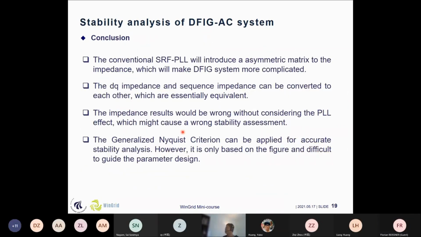For this part, I want to make a short conclusion. When we consider the conventional SRF-PLL, it will indeed introduce an asymmetric matrix to the impedance, which will make the DFIG system more complicated. It means that the SISO method can't be used, and we need to use the MIMO method to do the stability analysis. The second is that the DQ impedance and the sequence impedance can be converted to each other, which are essentially equivalent.